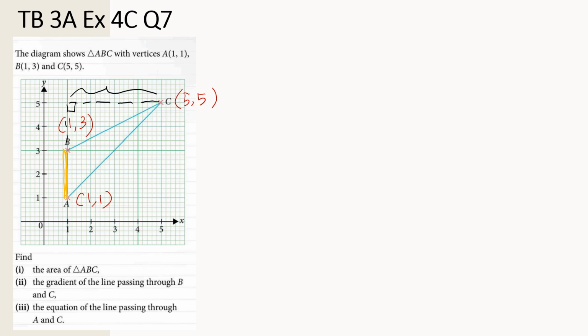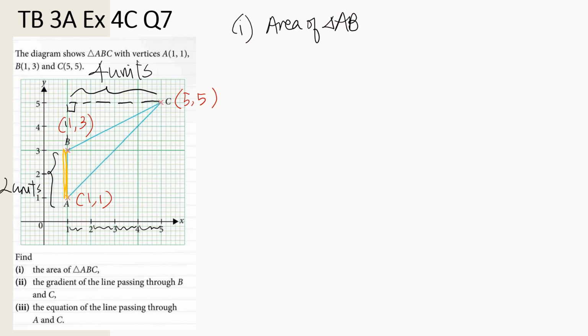So this value here will be the distance. How much would that be? Let's count. That will be 1 unit, 2 units, 3 units, 4 units. So this will be 4 units. And then your base will be how many units? 1, 2 units. So part one is relatively easy. So the area of the triangle will be half times your base, which is 2 units, times your vertical height, which is 4 units. And that gives you 4 units square.